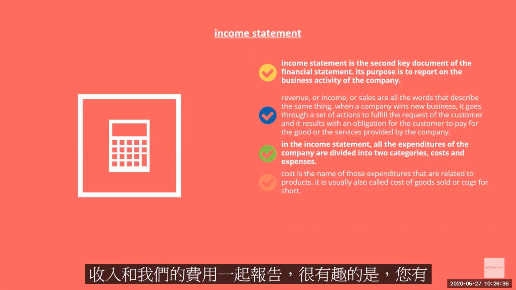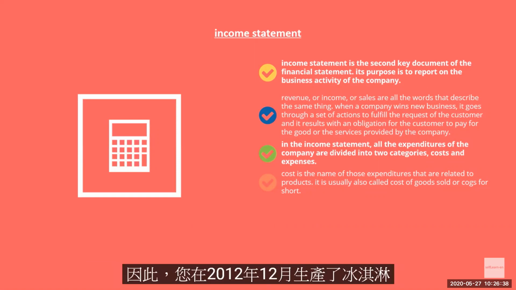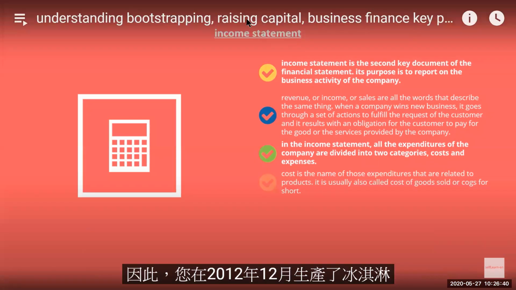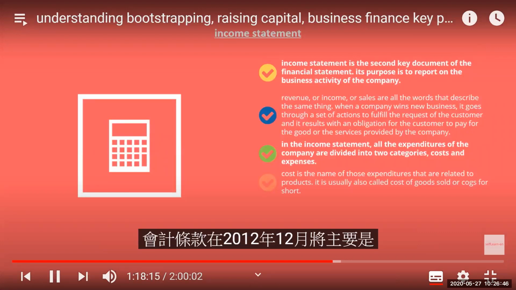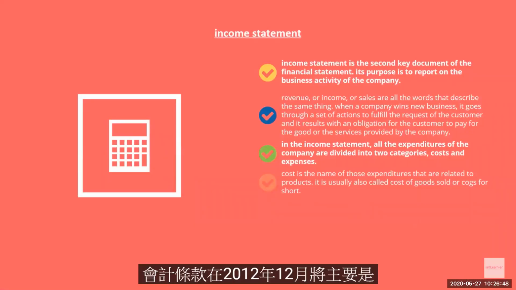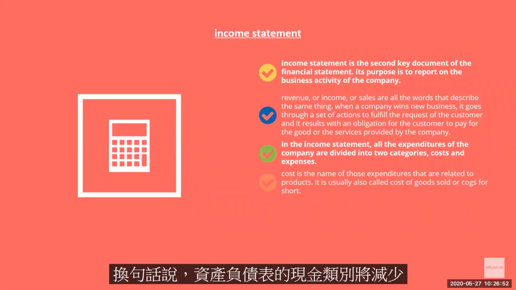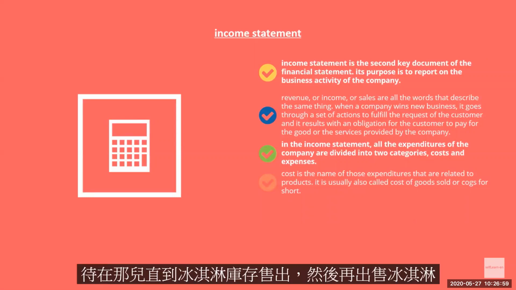It's interesting to note that you have produced ice cream in December 2012. You have therefore already spent the money to buy all the ingredients and so forth, but while you have spent the cash, it is not yet the time to record the cost. In accounting terms, in December 2012, it will mostly be the balance sheet that will be affected, as cash will be spent to prepare an inventory of ice cream. In other words, the cash category of the balance sheet will decrease by the amount spent, and that amount will be moved into the inventory category. And it will stay there until the ice cream inventory is sold.